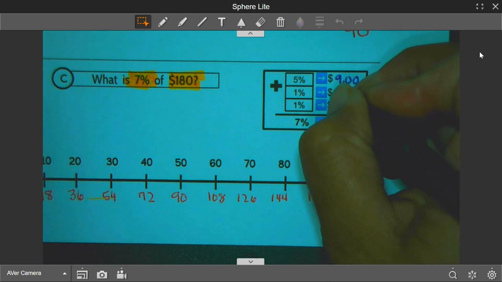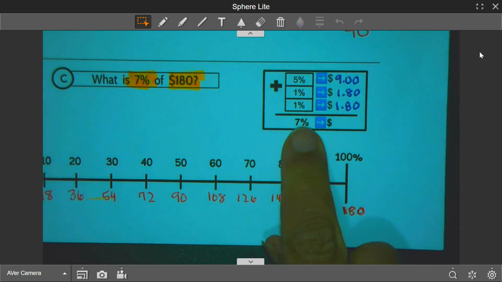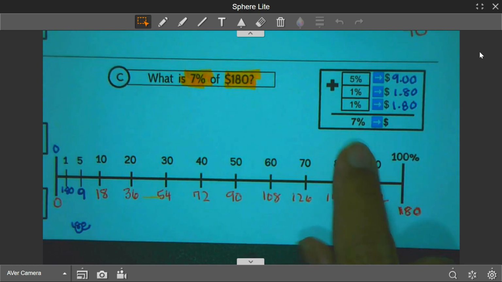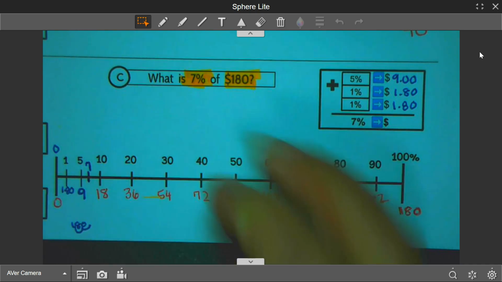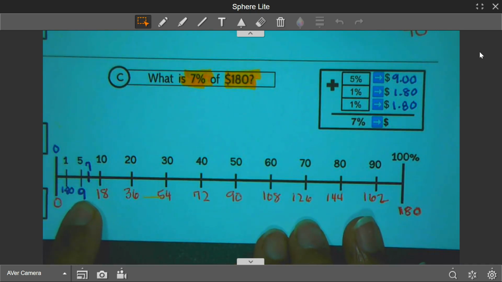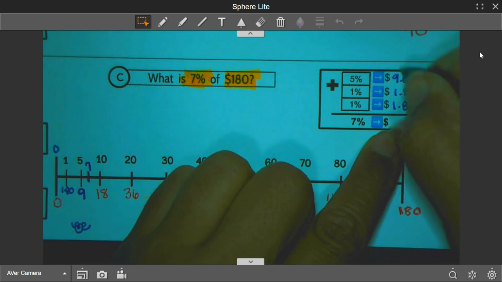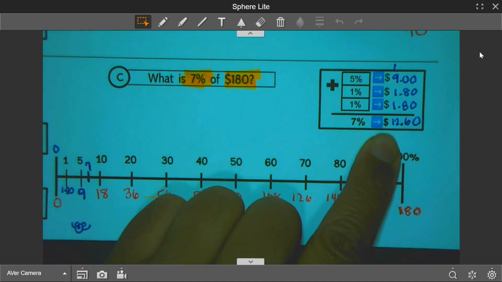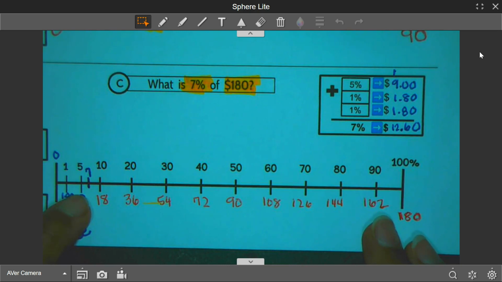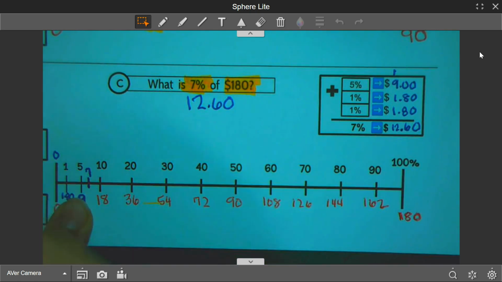1% is $1.80, and I need another 1%, because remember, I'm calculating 7. And 7% is going to fall somewhere right here. So let's see. So it has to be more than $9, but less than $18. So let's see what we get. Add them up. 16, regroup, 9, 10, 11, 12. $12.60 would be right here. $12.60. And that is our answer.